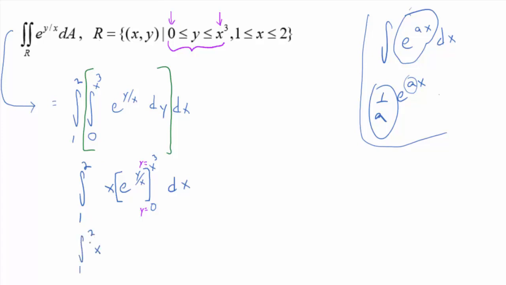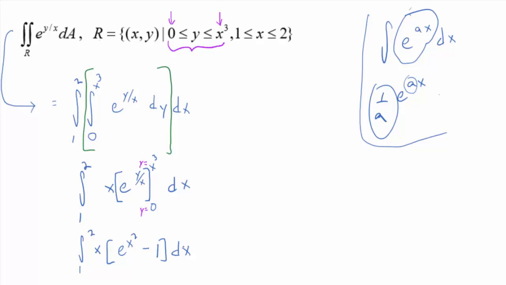X stays on the outside. And then we get, when we plug in x cubed, we get e to the x cubed over x. What's that? E to the x squared. When we plug in y equals 0, so minus, when we plug in y equals 0, what's the exponent become? 0. What's e to the 0? 1. So it'd be really easy to forget, there is something there, right? So we get that.